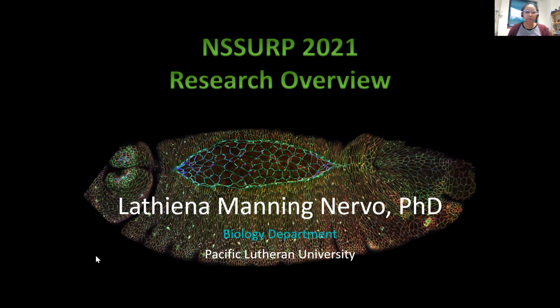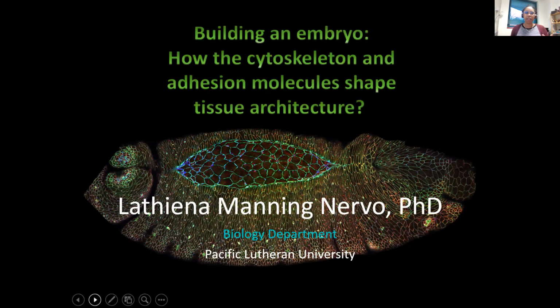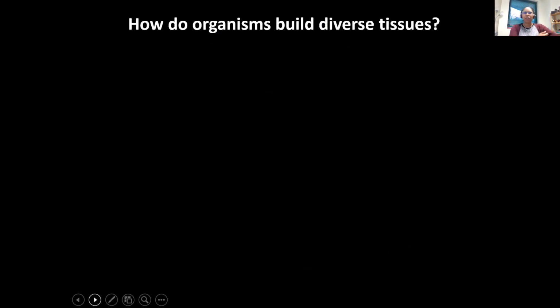And so, in terms of a project title, my title tends to be very long, lengthy, complicated, but the reality is the focus of my research is really thinking about how do organisms build an embryo? What do you need to be able to build an embryo? And really, how do cytoskeleton and adhesions help to organize tissue architecture? And so, how do organisms build diverse tissue?